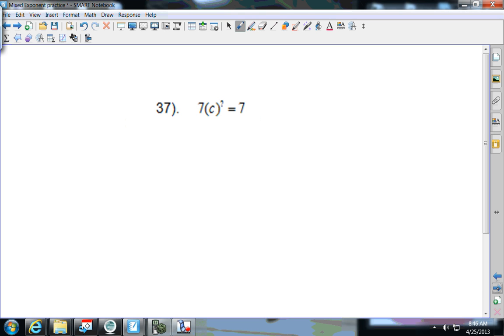The last one, right here. Well, you've got 7c to the something equals just 7. Well, 7 times what would just give you 7? It needs to be 7 times 1. Well, what does the exponent up here need to be to make that the c a 1? You guessed it, it's a 0, because that would be 7c to the 0 power, which would be 7 times 1, which would give you 7.